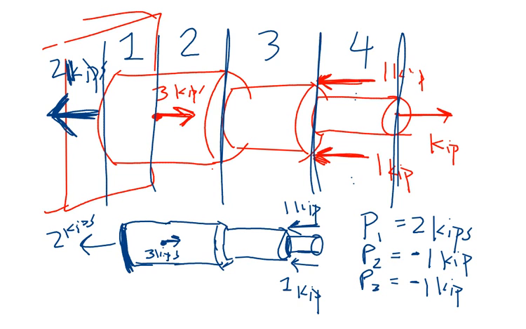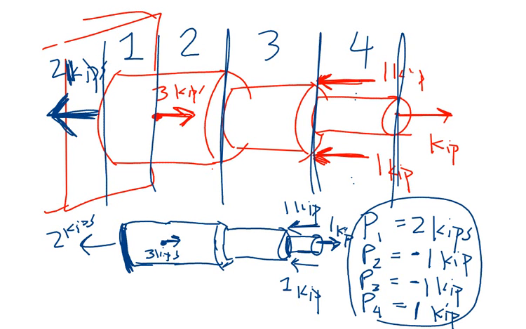So what do I have now? I have 2 kips starting from the left. 2 kips going left, 3 kips going right, and then 2 more kips going left. Right? It means I need 1 kip going right. So P4 is tension, and it's 1 kip, positive 1 kip. Okay? So that's how I determine my internal forces.